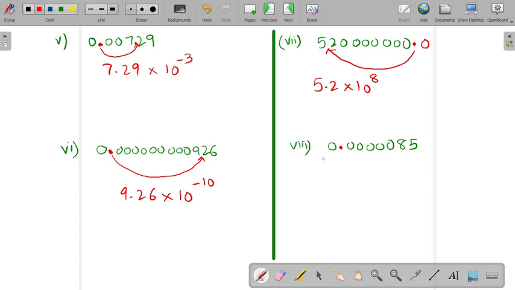In the 8th part, this decimal will be shifted towards the right side. So 8.5 multiplied by 10 to the power of 1, 2, 3, 4, 5, 6, so the power is minus 6. If you shift the decimal to the right side, then the power will be negative, and if you are shifting it to the left side, then the power will be positive.